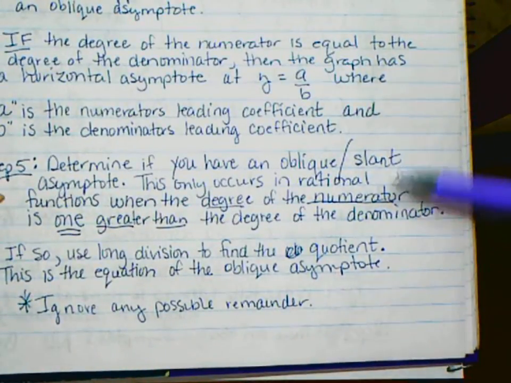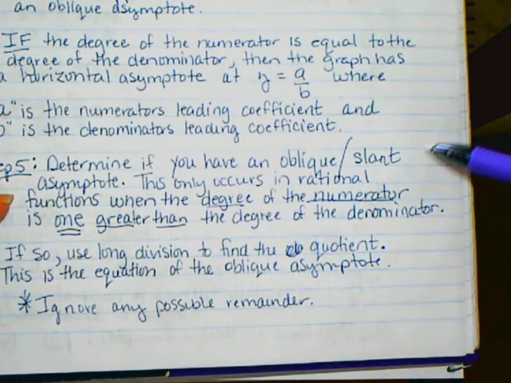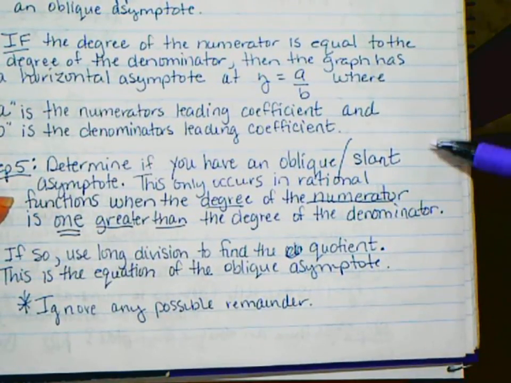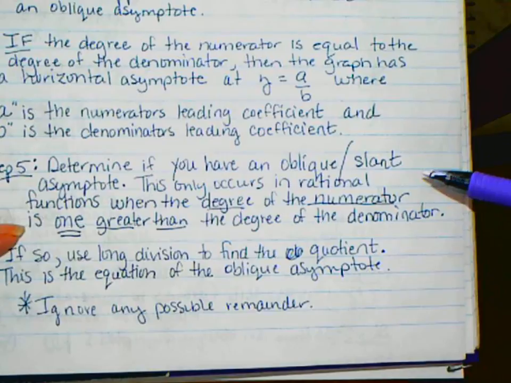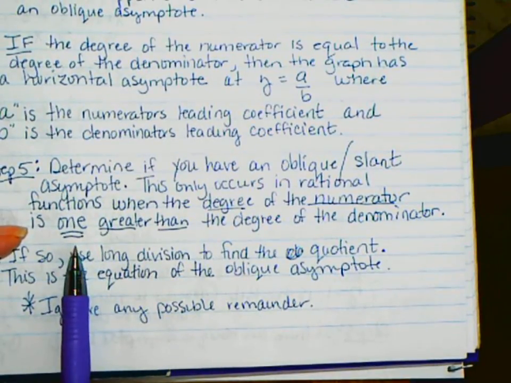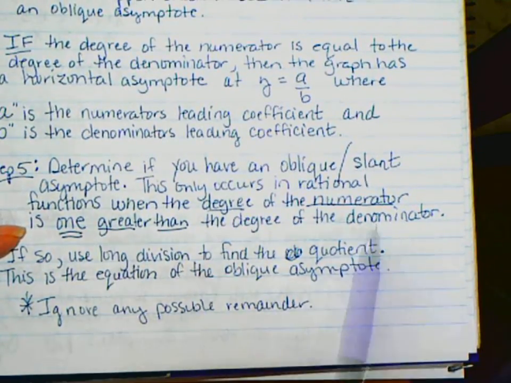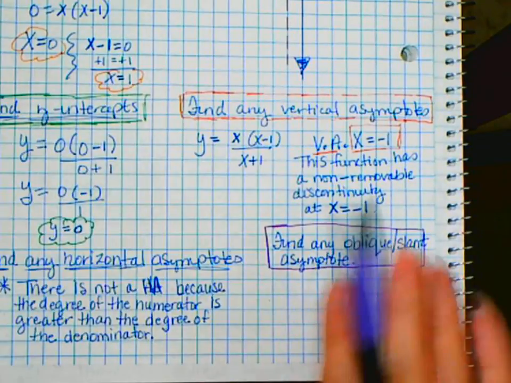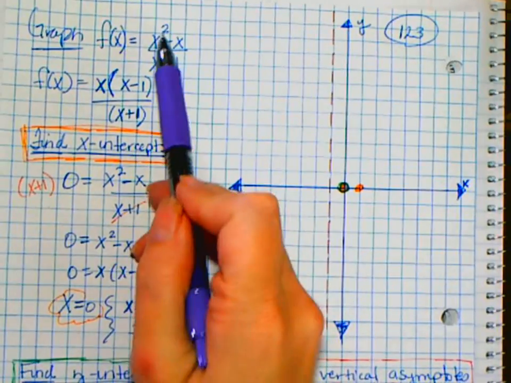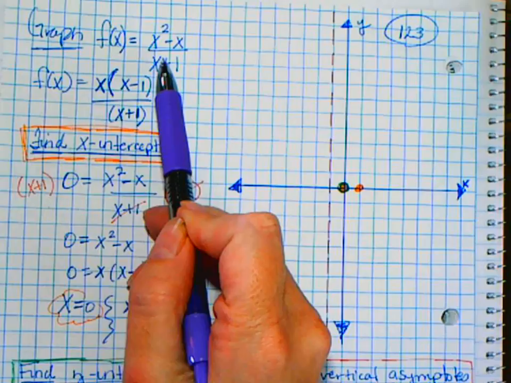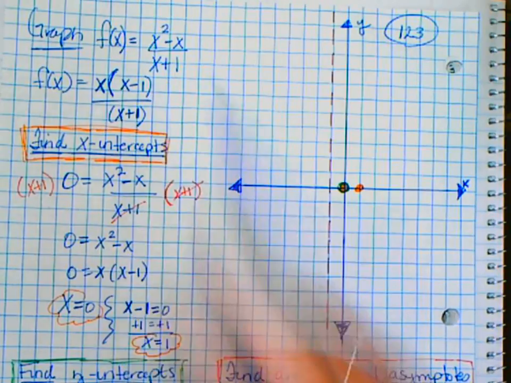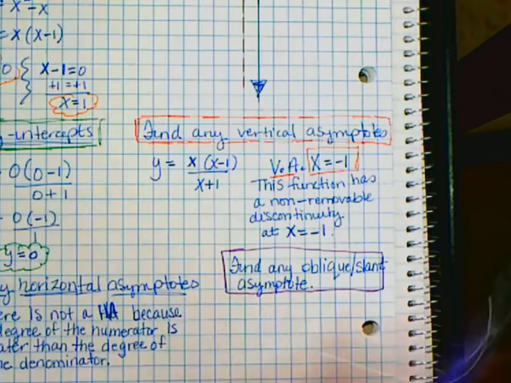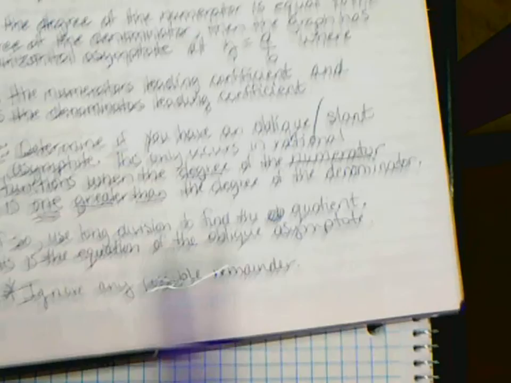determine if you have an oblique or slant asymptote. This occurs in rational functions when the degree of the numerator is 1 degree greater than the degree of the denominator. Our numerator is 2 degrees, our denominator is 1 degree. Is this going to have a slant asymptote? Yes, it is.